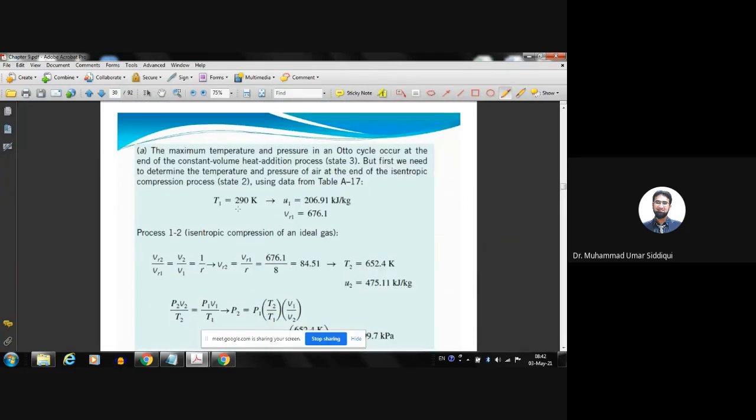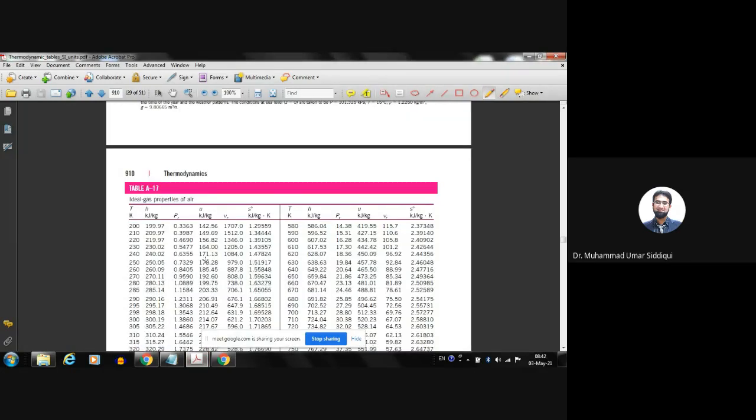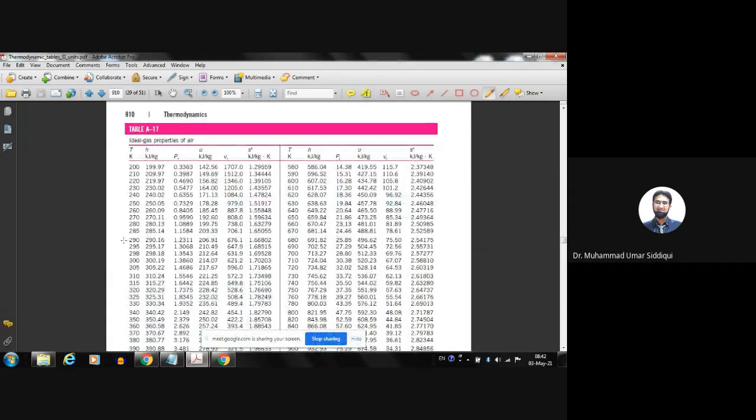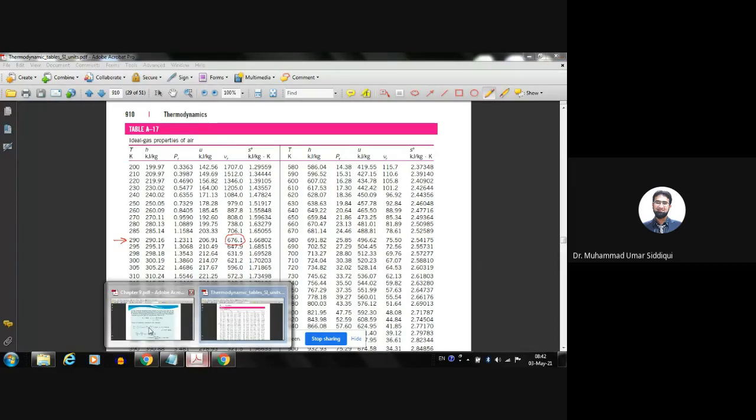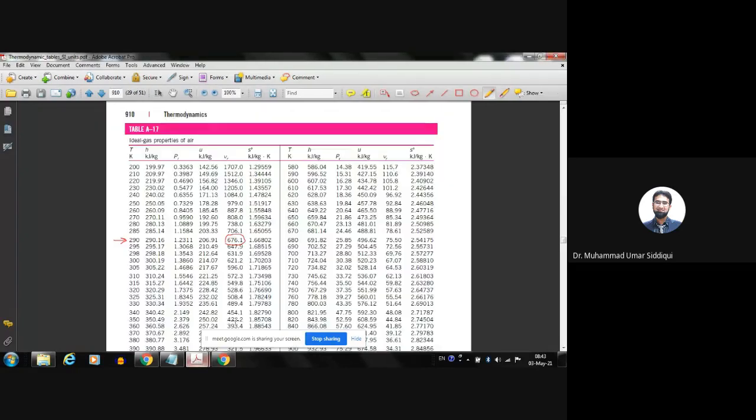So T1 is 290 Kelvin. Okay, so we can go into the table here. Table A17 for 290 Kelvin. So this is 290. Corresponding to 290, we can determine VR. So VR will be 676.1. Also we will determine U1 at that point, because at T1 we can also determine the U value. So U1 is 206.91.